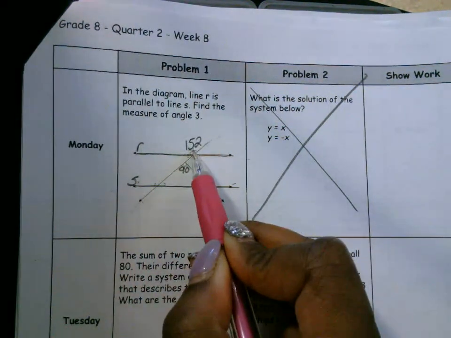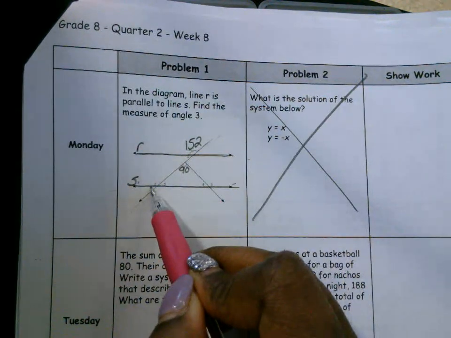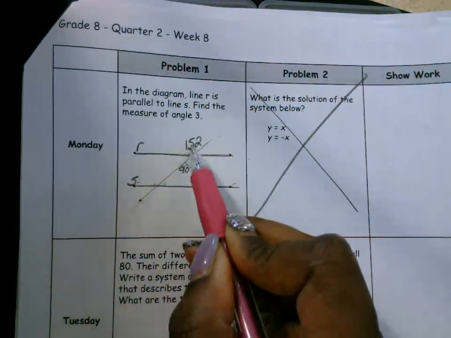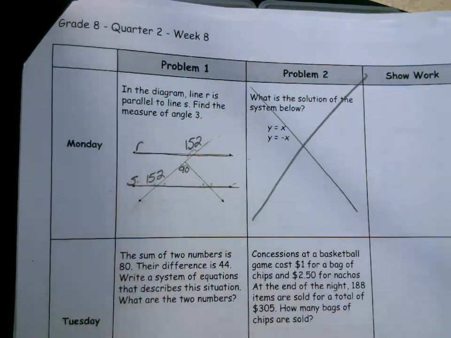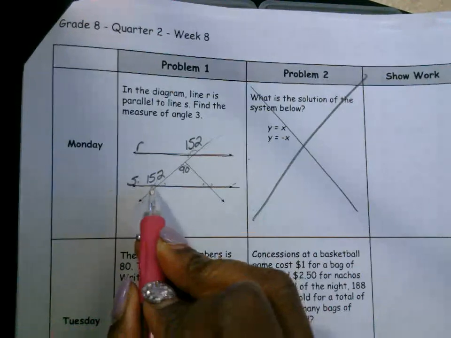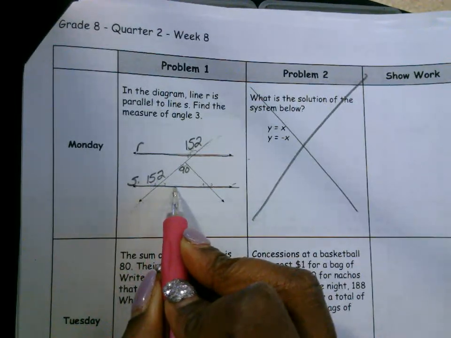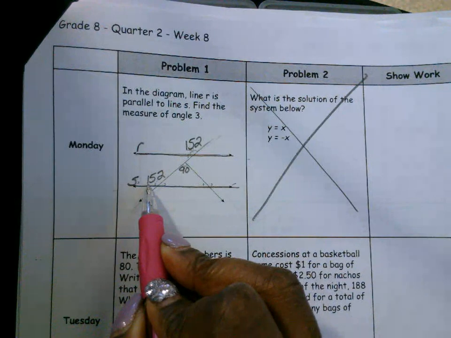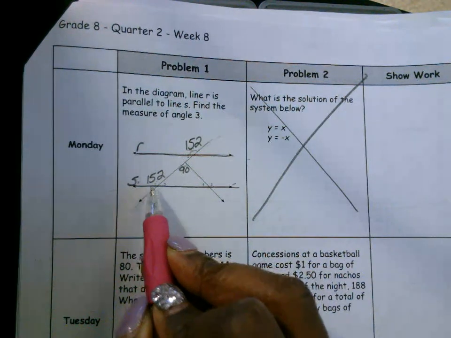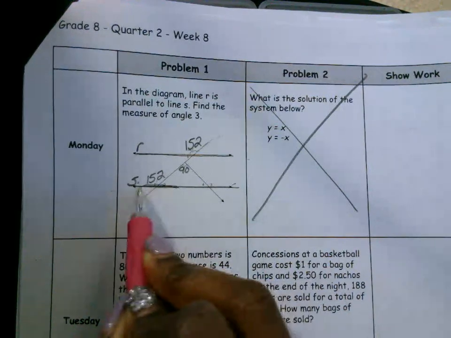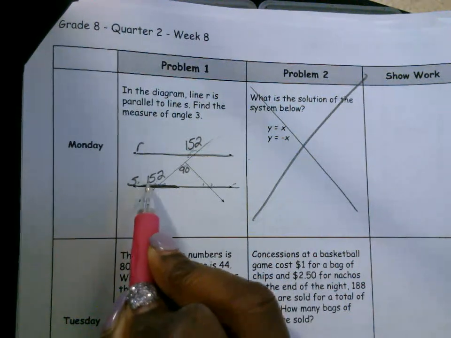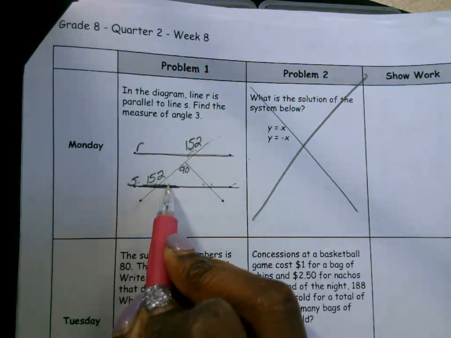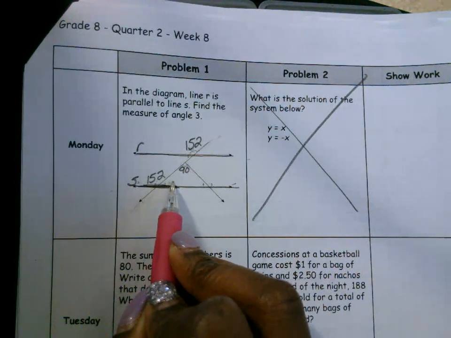The angle that's in the similar position as this angle here is angle 2. Because they are corresponding angles, angle 2 is also 152 degrees. Angle 2 is directly beside angle 3. Since angle 2 is 152 degrees, and angles 2 and 3 are adjacent and form a straight line, the two combined are 180 degrees. How do I find the measurement of angle 3?